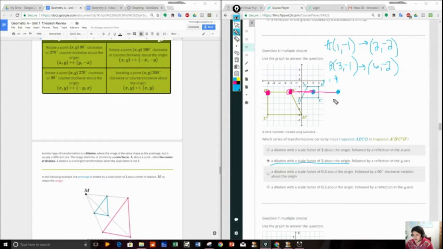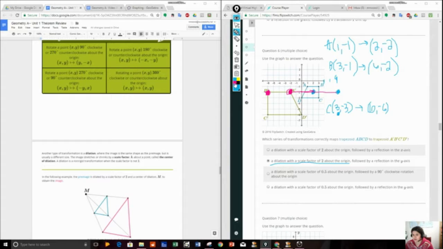And then C. C's original coordinates are 3, negative 3. And to dilate it, we're going to multiply it by the scale factor. So 3 times 2 is 6, and negative 3 times 2 is negative 6. So where would that be after the dilation? So we would be at 6 and negative 6. We would be right here.